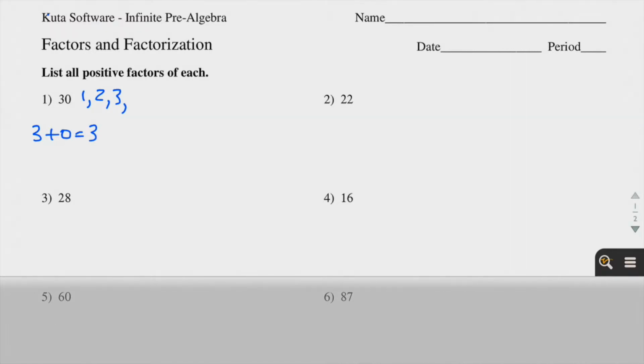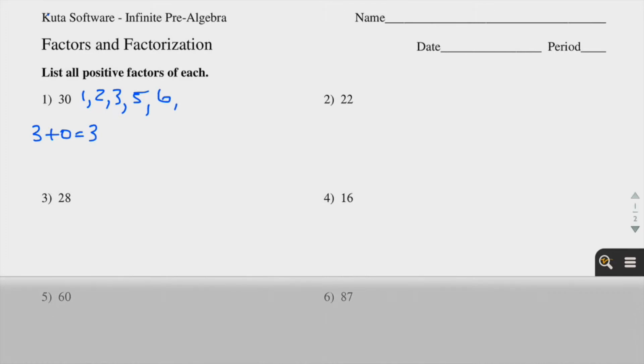Alright, let's check for 5. Does 5 go into 30? Because the 30 ends in a 0, it does. The rule for 5 is if the number ends in a 0 or a 5, then 5 does go into the number. So we can go ahead and put 5. Let's check for 6. The rule for 6 is if 2 and 3 both go into the number, then 6 goes into the number. Because we checked already for the 2 and the 3, and they both go into it, then 6 also goes into it.